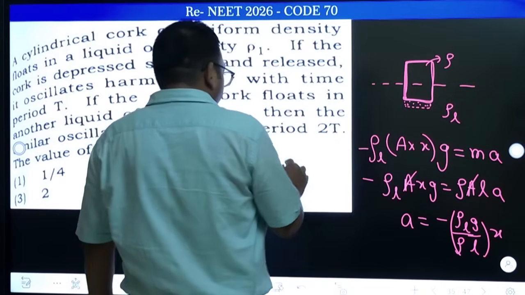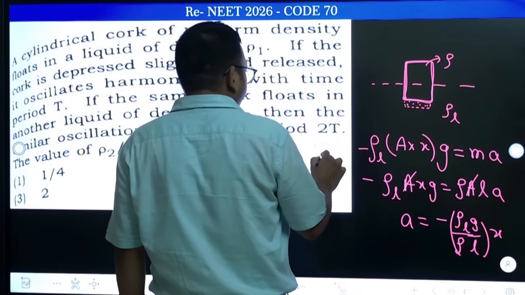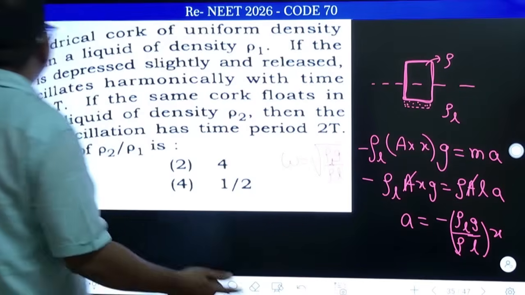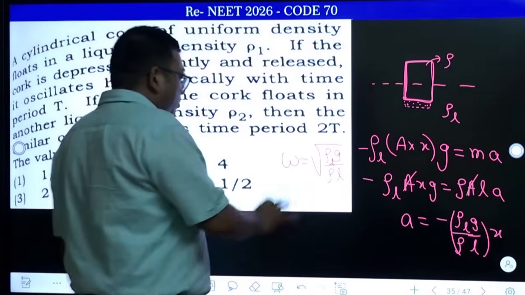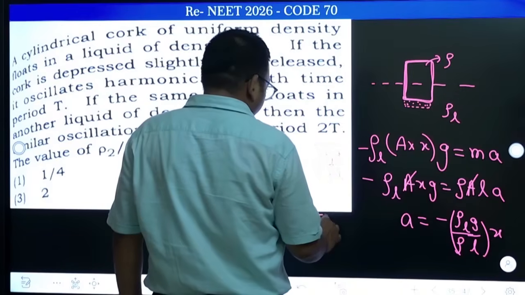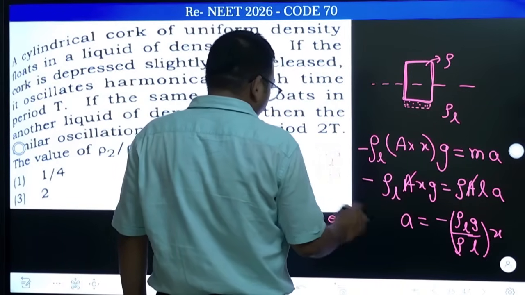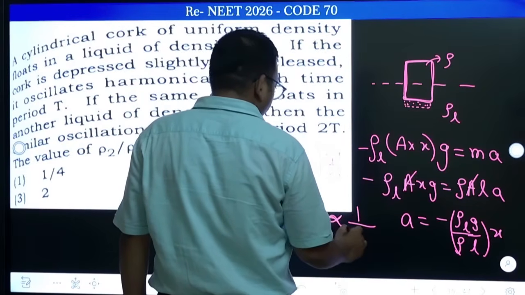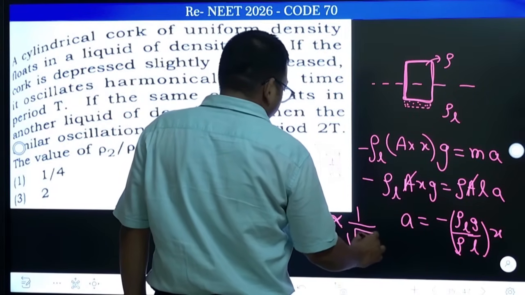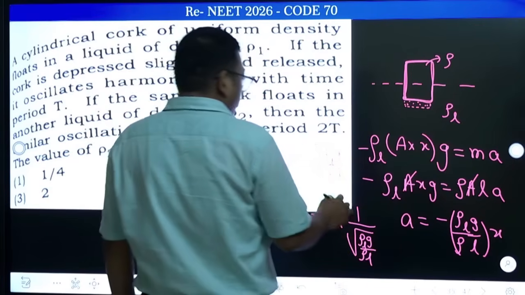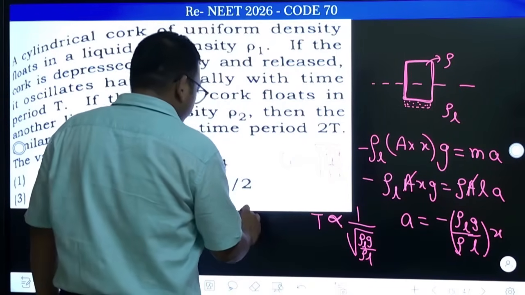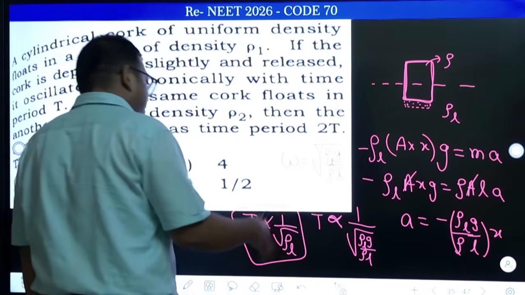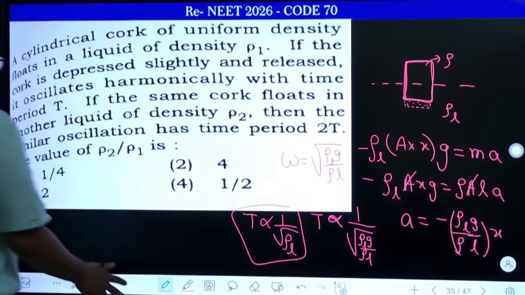So this is what omega is. Omega is root under rho_L g by rho L. L is the length; the same length we are putting for the cork. So omega is this. They are asking for the time period, so the time period is 2 pi by omega. It is inversely proportional to omega. The object is the same, so it becomes root of rho_L g by rho L. So, if you see how it is related to the liquid density, the time period is inversely proportional to the root of the liquid density. This is the idea, because the object and other things are the same. That's what you have to apply here.